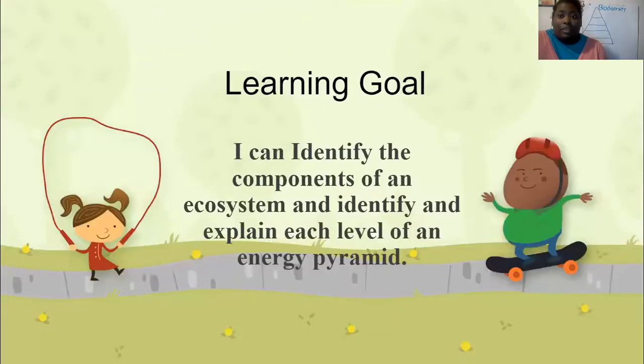Today we're going to continue learning about biodiversity. Our learning goal, my turn and your turn: I can identify the components of an ecosystem and identify and explain each level of an energy pyramid. Again, I can identify the components of an ecosystem and identify and explain each level of an energy pyramid.